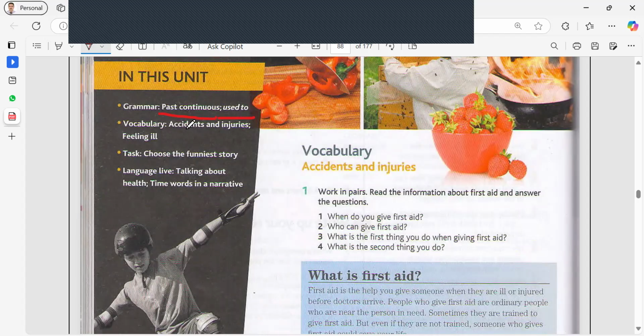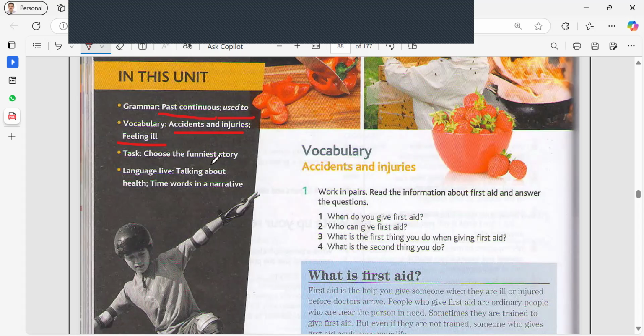For vocabulary, accidents and injuries. So in this unit, you read about and hear about and learn more about accidents and injuries that might happen to you. And what should you do just in case? How to give first aid to yourself or any person you know. Also feeling ill. You learn a lot of new health problems you might experience.